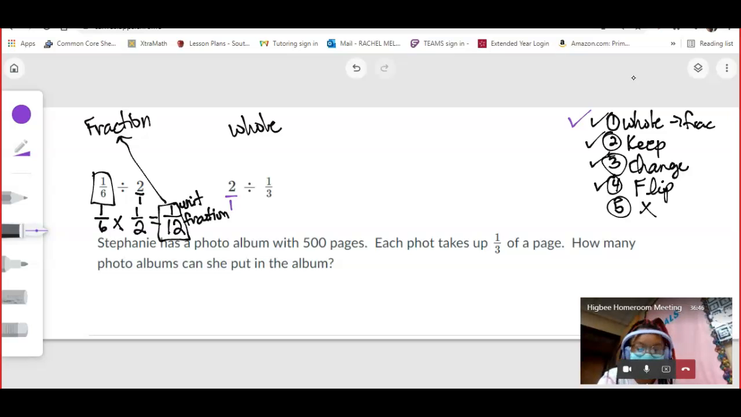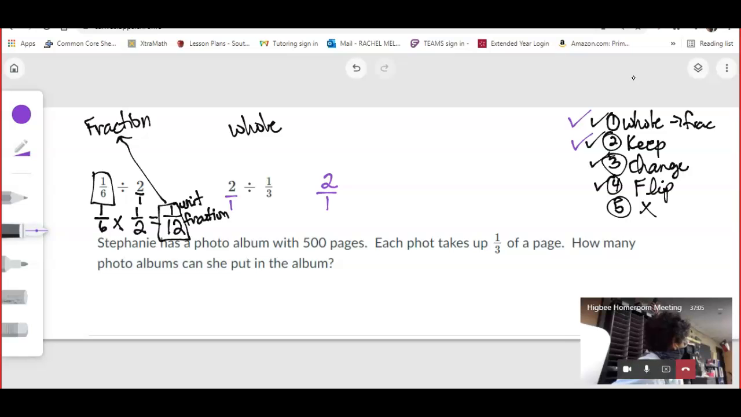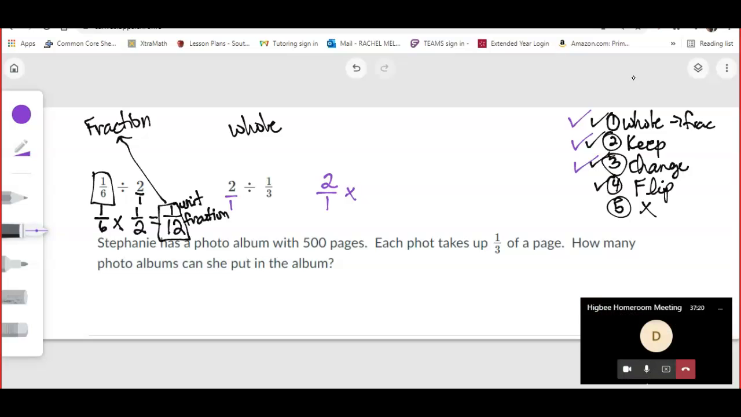Keep the first number. What about the first number? Keep it. I'm going to write it over here. Okay, so I'm going to keep my first number. Okay, Elijah, what do I do next? You change the operation to multiplication. Okay. All right, David, what do I do next? You put a 3 over 1. Why? Because you have to keep the 2, so you have to switch the other one.